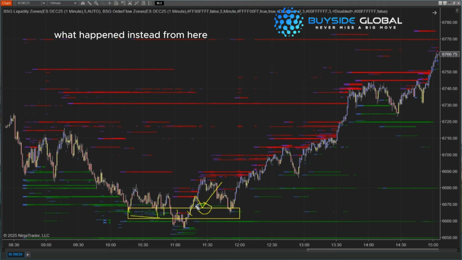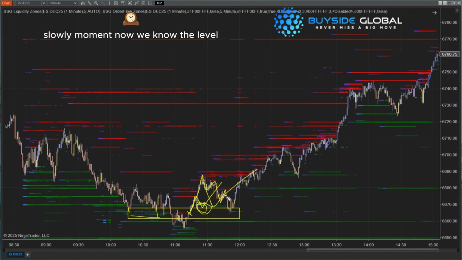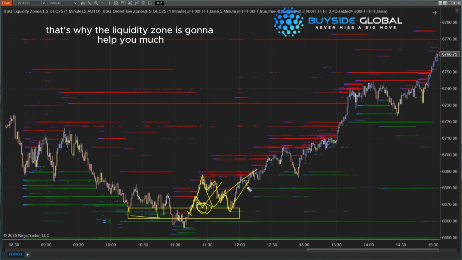What happened instead? From here, prices went all the way back up. Now we know that we want to retest in this spot. That means in this level, instead of coming straight up and then going down, they engineered it slowly. Now we know the level, it came back to the perfect level, and then you can trade. That's why the liquidity zone is going to help you much better.